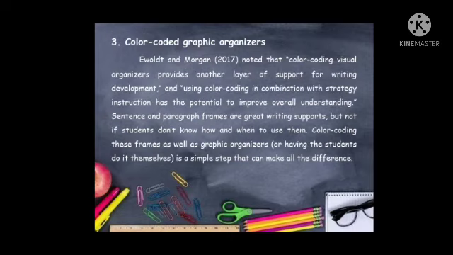And number 3 is color-coded graphic organizers. Edwards and Morgan noted that color-coded visual organizers provide another layer of support for writing and development, and using color coding in combination with strategy instruction has the potential to improve overall understanding. Sentence and paragraph frames are great writing supports, but not if students don't know how and when to use them. Color coding these frames as well as graphic organizers, or having the students do it themselves, is a simple step that can make all the difference.